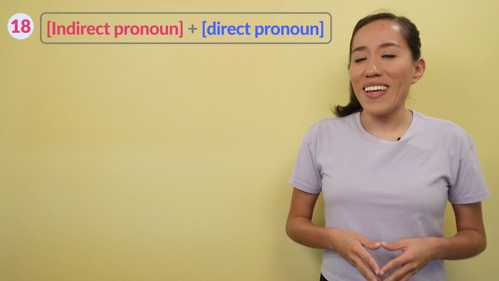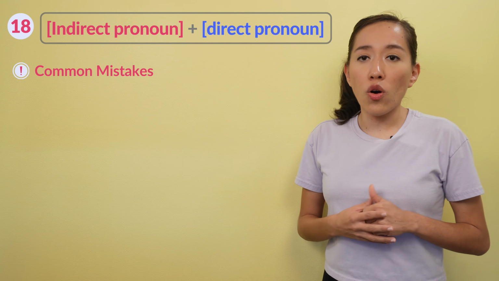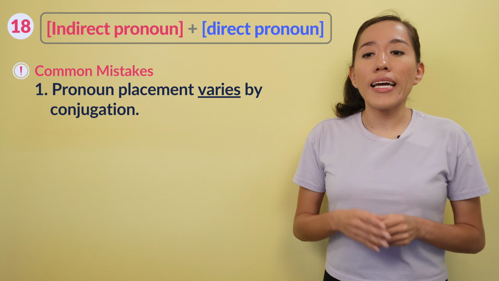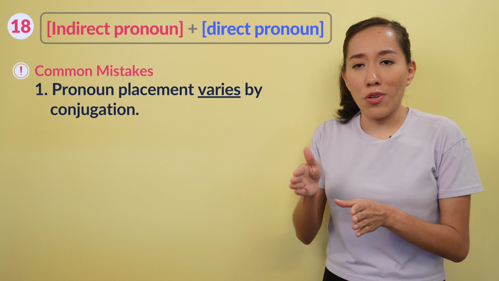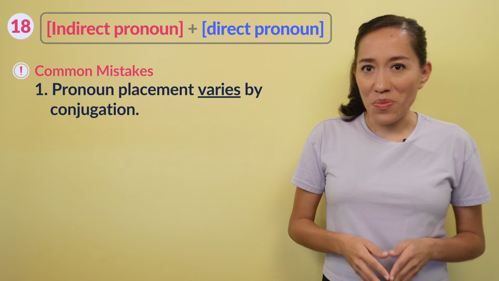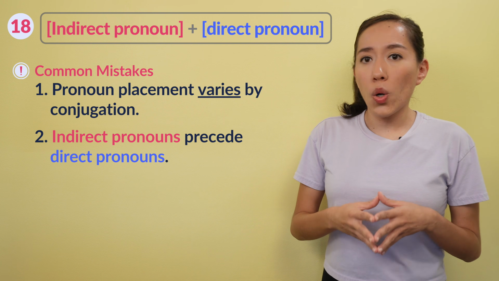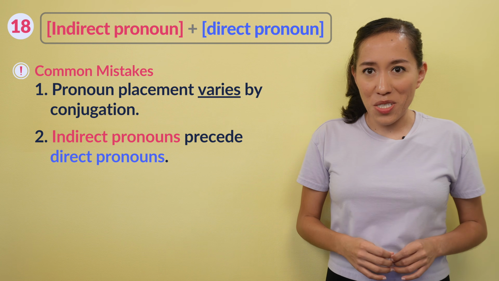With Formula 18, there are two mistakes a lot of students make. Error número 1, olvidar que la posición del pronombre is going to vary depending on the conjugation. Mistake number 2, regardless of the tense that you're using, you have to remember that the indirect object pronoun always comes first. Los pronombres indirectos are also key for our next formula.